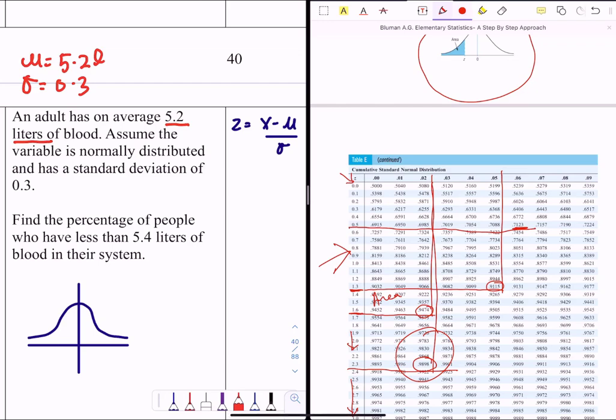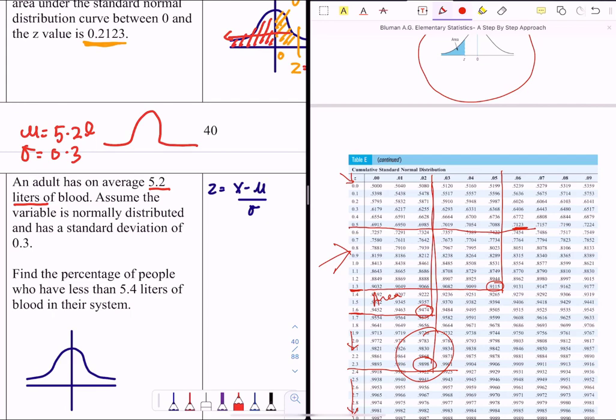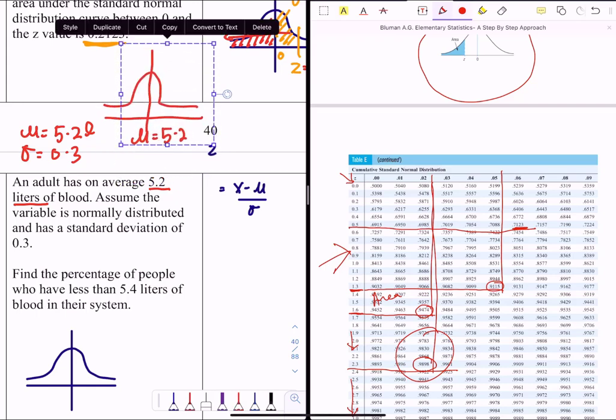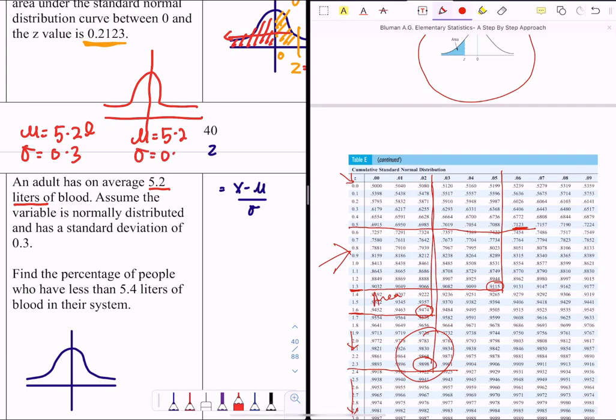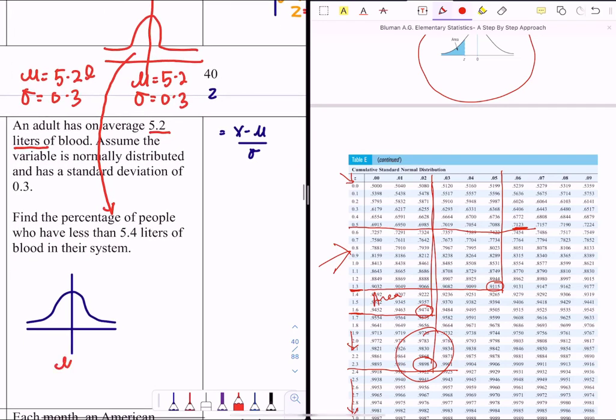So if we draw the graph, what does it look like? The mean will be in the middle, and the standard deviation equals 0.3. Standard deviation is how values deviate from the mean. Now we want to change this information so that the mean in the middle becomes 0. The mean from 5.2 we want to change to 0, so we have to use the formula.